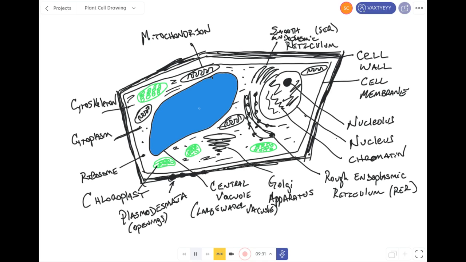Okay, so we have typical structures of our plant cell labeled here. Hopefully that helped you create your own drawing and give you something to study from for the quiz.